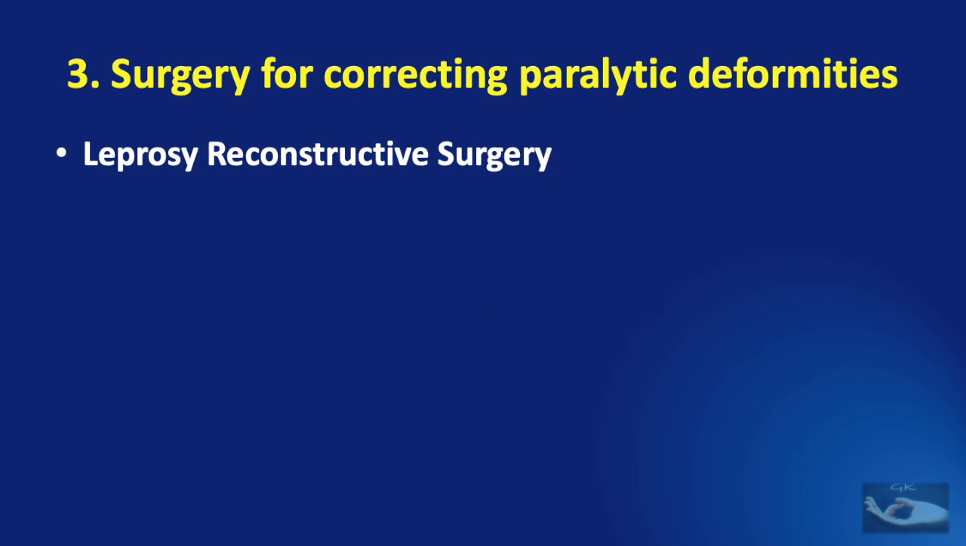The final category of surgery in the leprosy hand is the surgery for correcting paralytic deformities, otherwise known as leprosy reconstructive surgery. This is a wide topic, and a few of these topics, for instance, the correction of the claw hand, has already been discussed in a previous video. This video can be accessed by clicking on the link above.